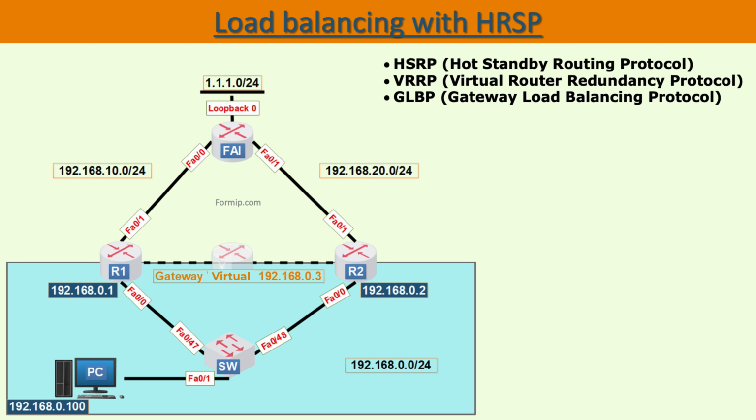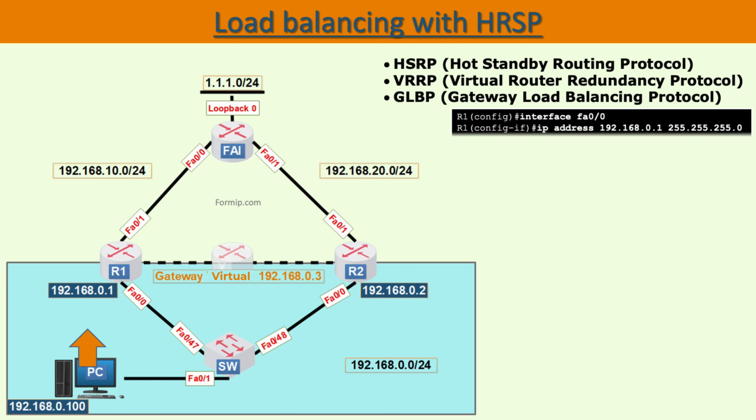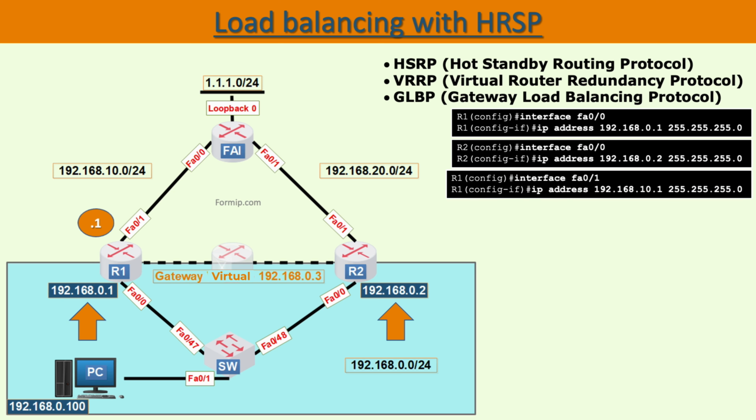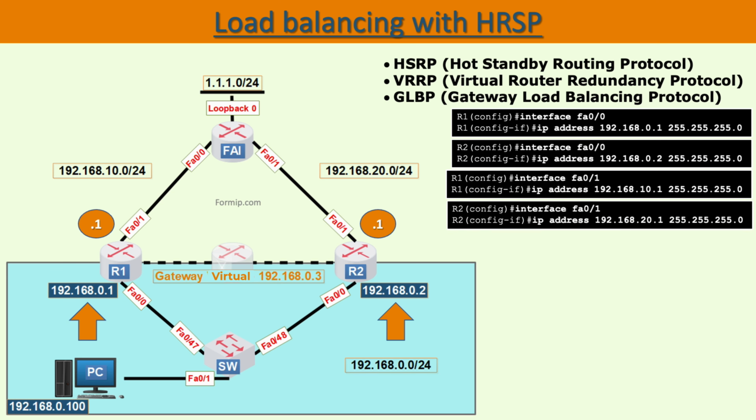We assign the IP 192.168.0.1 to the FastEthernet 0/0 interface of router 1 and 0.2 on the FastEthernet 0/0 of router 2. Then, we will configure the links that go up to the router of the access provider. We put the IP 192.168.10.1 on the FastEthernet 0/1 interface of router 1 and 20.1 on the 0/1 of router 2, and we still have to configure the router's IPs at the top. 10.2 for the 0/0 interface, and 20.2 for the 0/1.